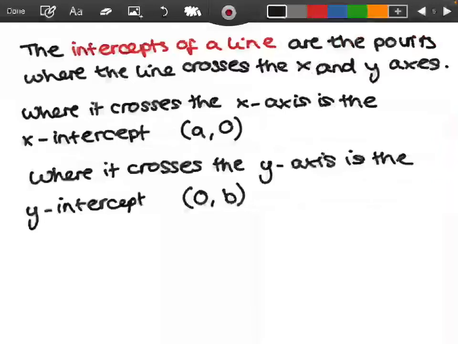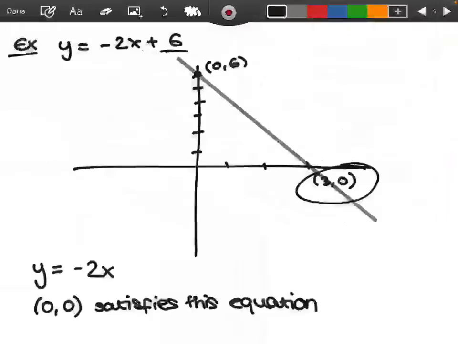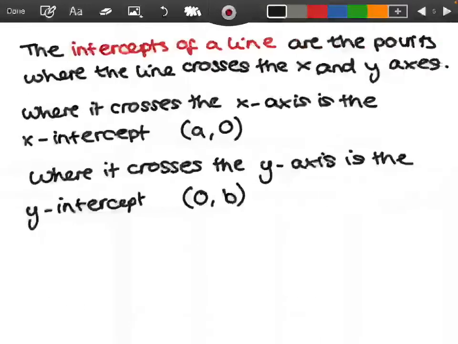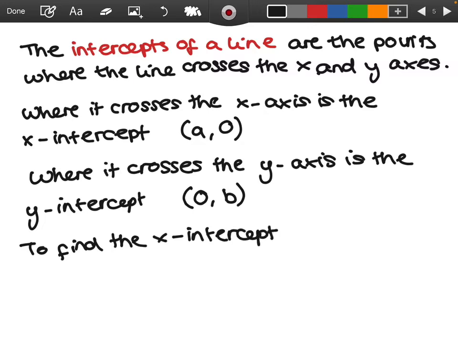How do we find these for a particular line? So let's say I am given this equation, y is equal to negative 2x plus 6. If I'm given that equation, how do I find that my x-intercept is (3, 0) and my y-intercept is (0, 6)? If I'm trying to find the x-intercept, all I'm going to do is set my y equal to 0.